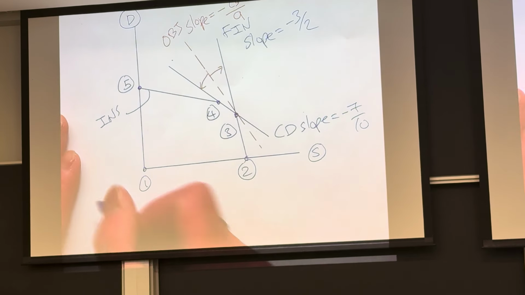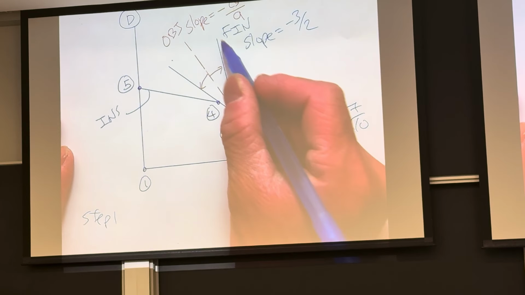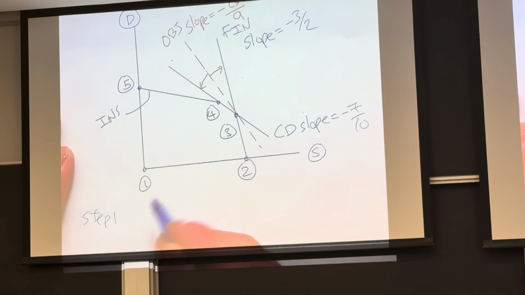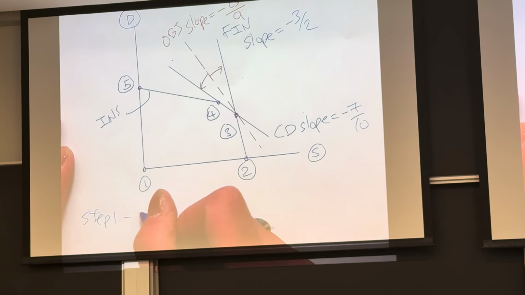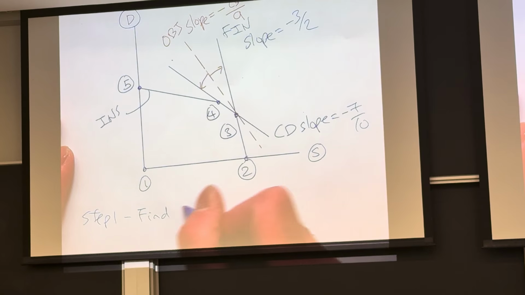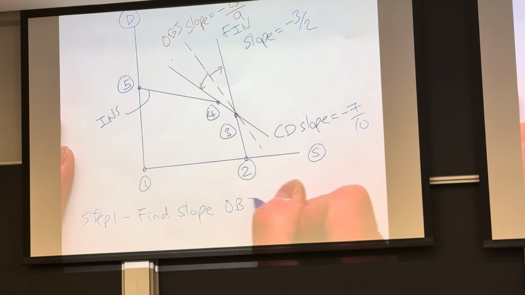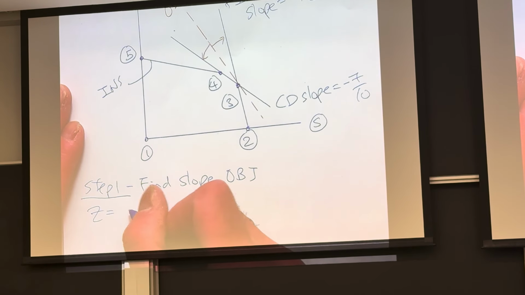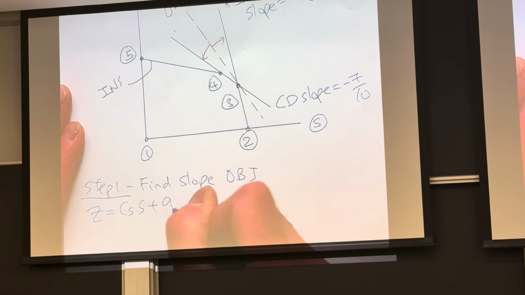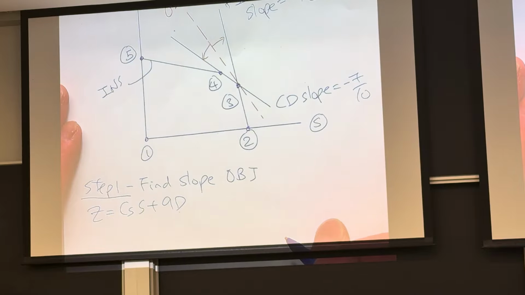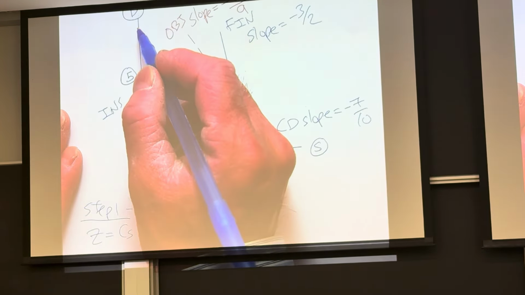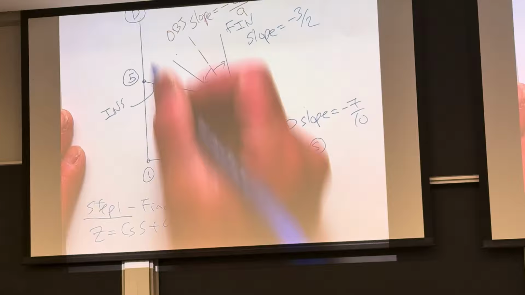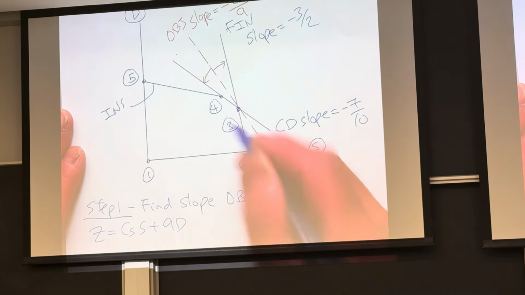Okay, so step 1 is we find the slopes that are relevant. That would be the finishing, the objective, and the CD. So we find the objective slope. The objective function was Z = CS times S plus 9D. We see that D is on the y-axis over here, so we would rewrite the equation in terms of D, because D is on the y-axis.